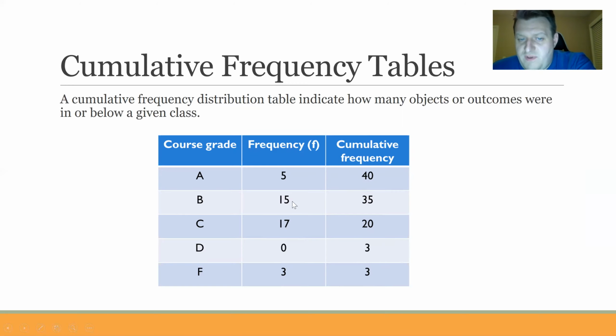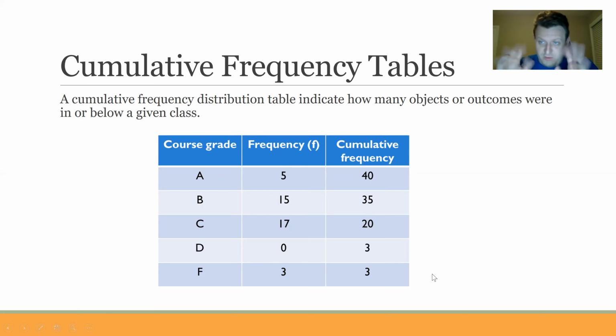For B's, we have 15, so we're going to add 20 to 15, and so the cumulative frequency is going to be 35. This is good for calculating things like percentiles, like are you in the upper 10%, are you in the top 25% of your class. So sometimes we might want to include cumulative frequency.